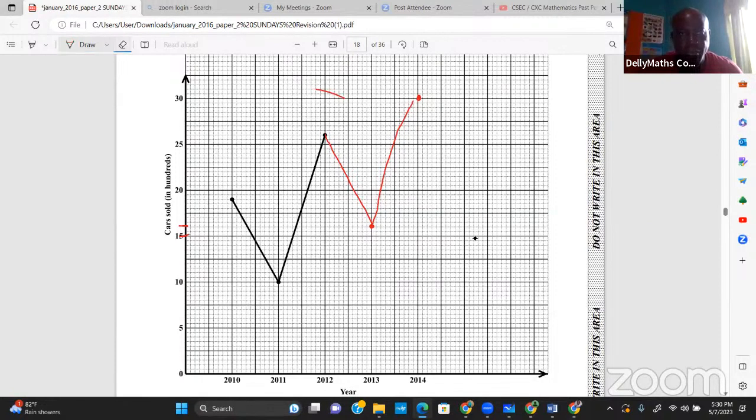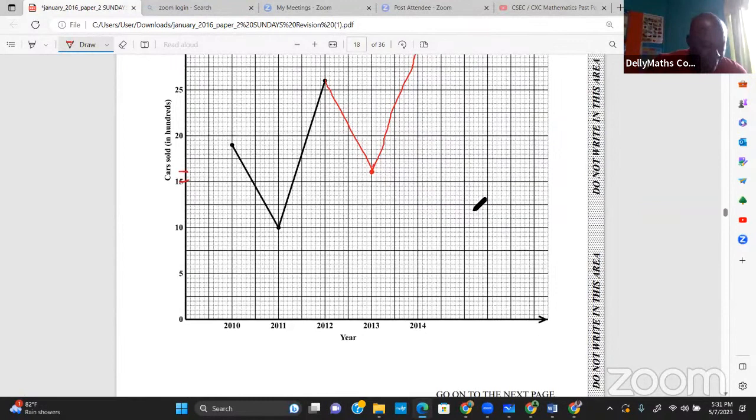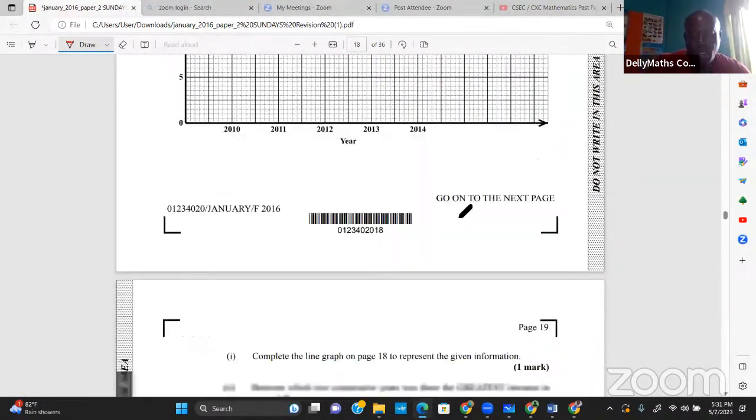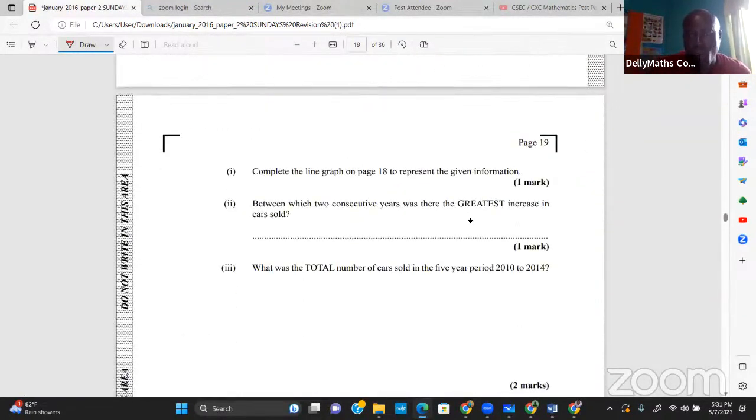Hold on. Straight line, guys, don't watch mine. All right, that's me trying there. All right, so you connect those, and you have that. So that's you completing the line graph. That's just a line graph. You get 1 mark to do that.